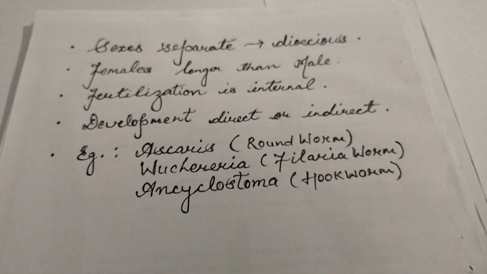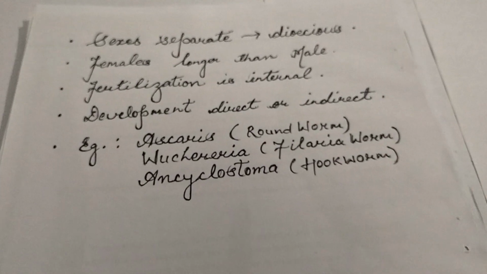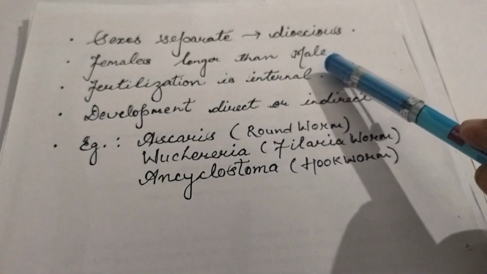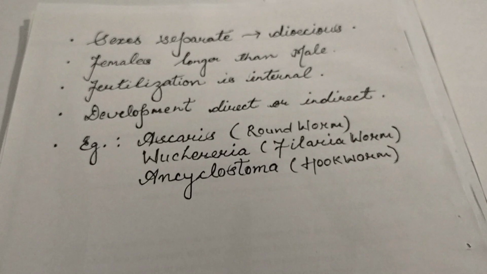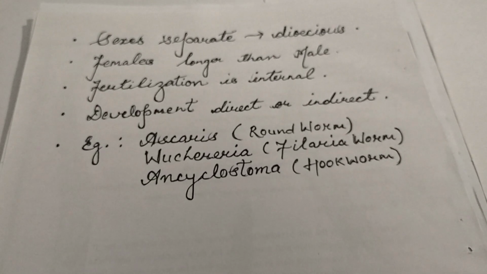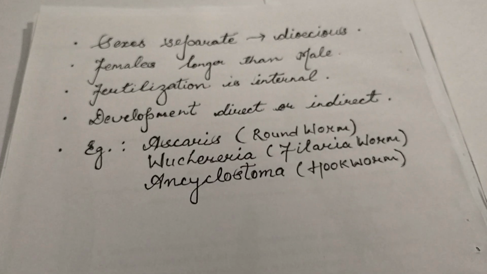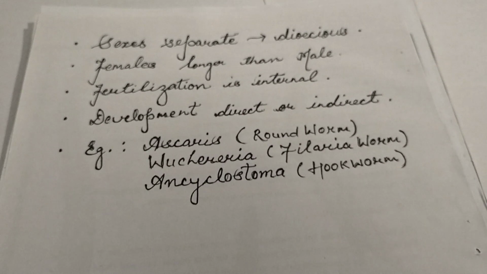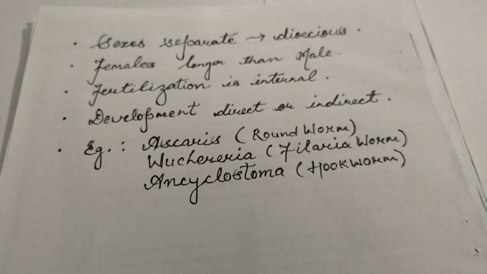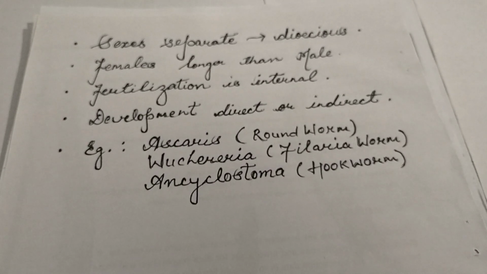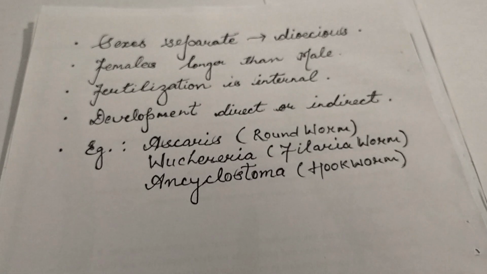Now, there exists a distinctive character between the males and females. And what is that? Females are longer than the males. In Aschelminthes, females are longer than the male. Next character, fertilization is internal, that means it takes place inside the body. Next, development is direct or indirect. Means development can take place directly from egg to adult without any larval stage, or it may be indirect, means it can include an intermediate larval stage.